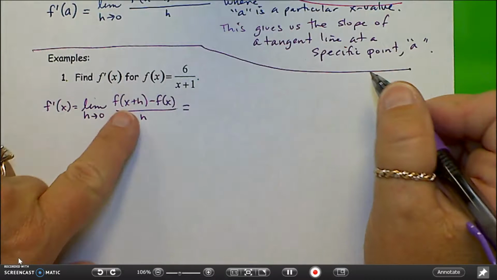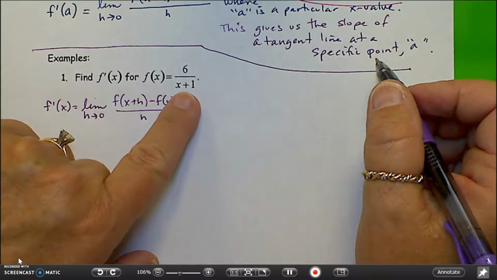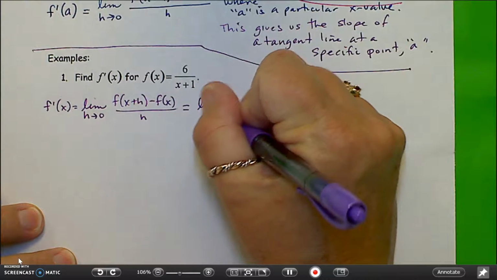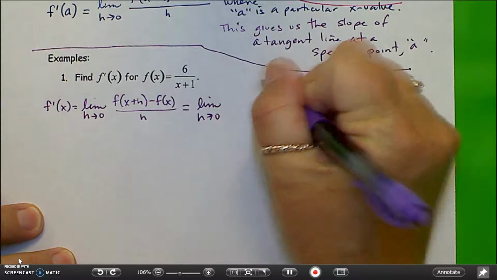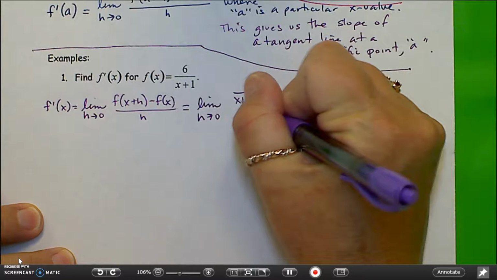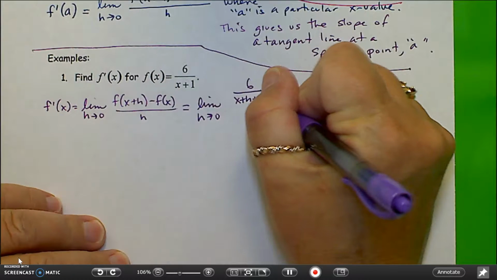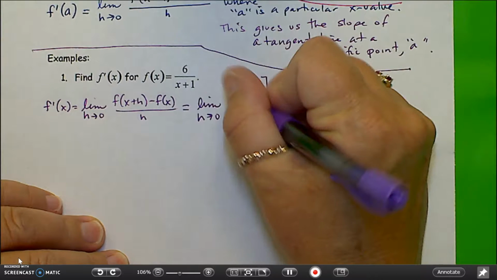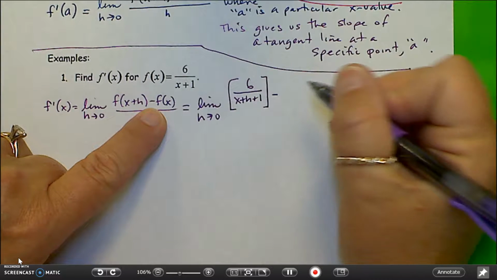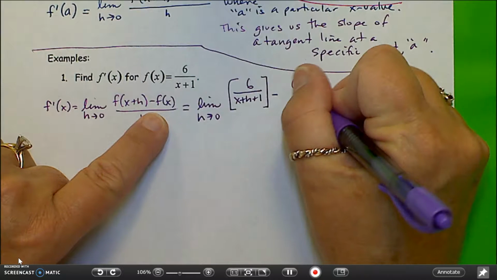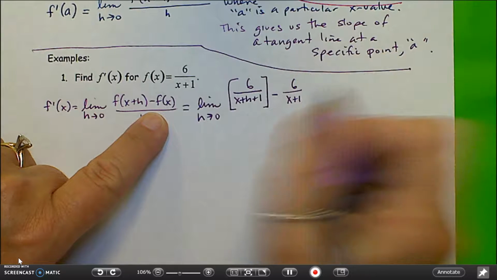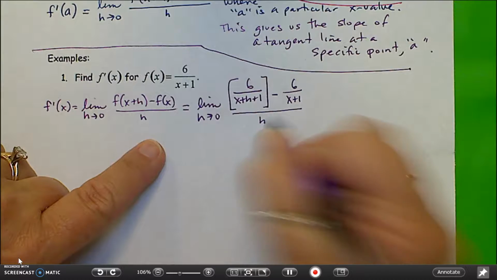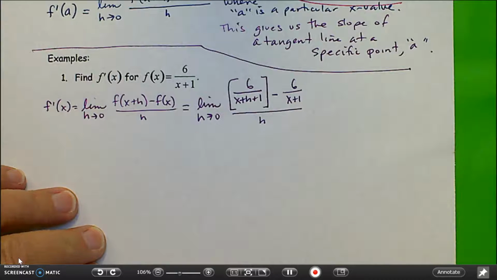So now I'm ready to plug this in. I'm going to plug in x plus h anywhere there's an x, so I have the limit, and it comes along, 6 over x plus h plus 1. That's my first function, minus just f of x, which is what it is there, 6 over x plus 1, all over h. So I need to clean that up.